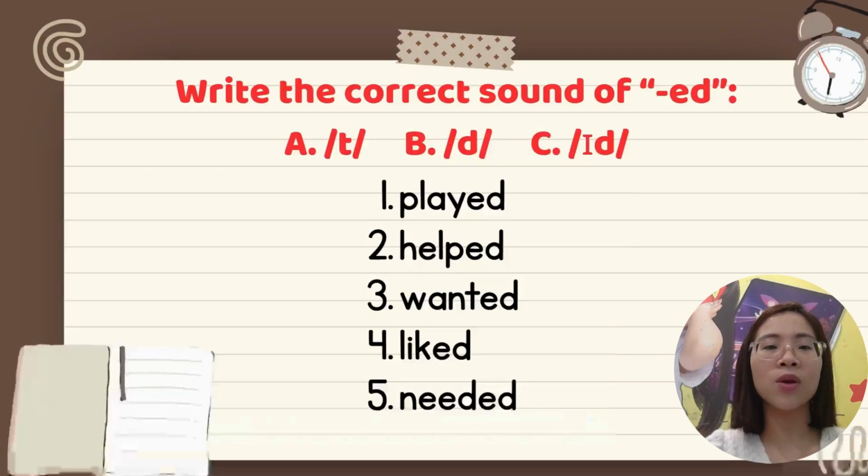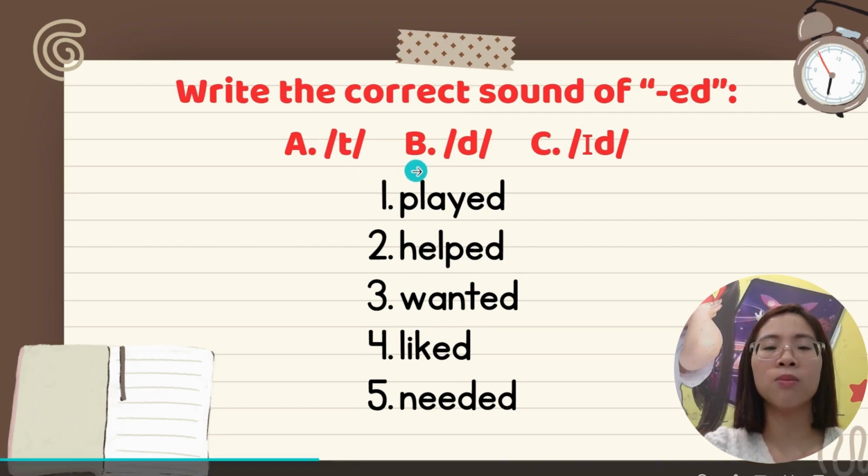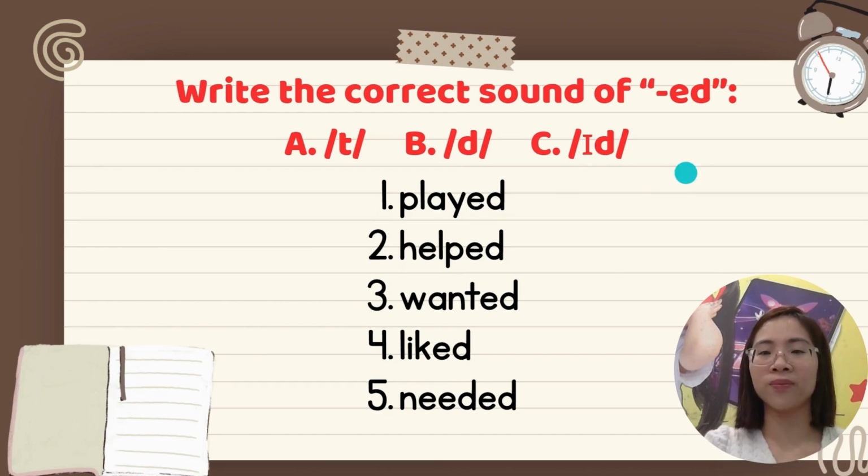Okay? Now here are some quizzes for you to practice. The first one is to write the correct sound of ed. There are three ways, right? A for t, B for d, and C for id. Try to remember the table that I showed you before. There are five words here for you, and the teacher will say them to help you recognize the sound.